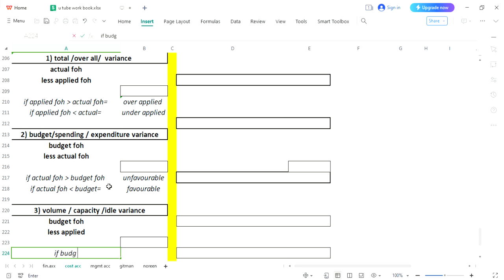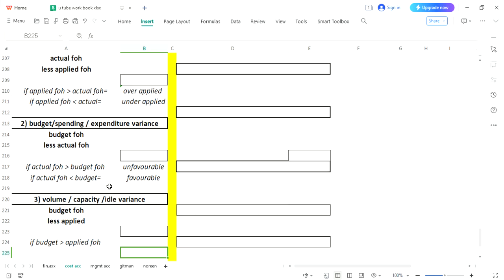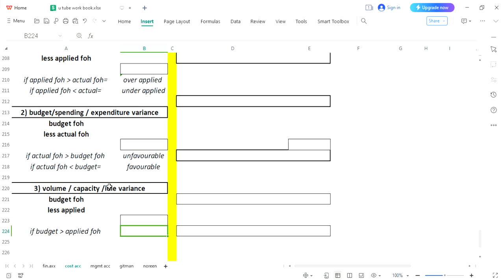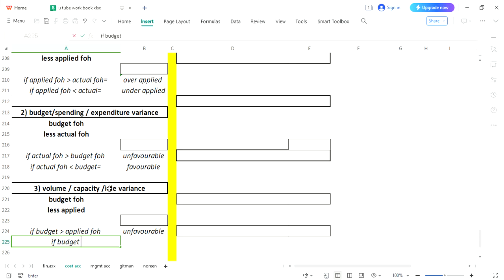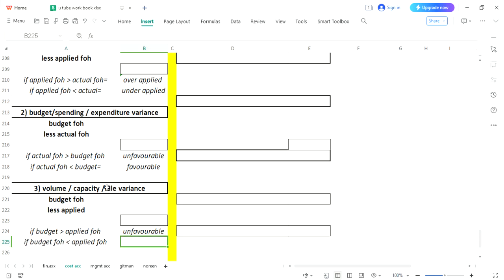So if your budget is more than applied FOH, that means you are arranging more capacity than your assumption. It would not go in your favor. So finally you will call it unfavorable volume variance. Contrary to the above, if your budget FOH is less than your applied FOH, it's a good thing, you will accept it and that will go in your favor. You finally conclude favorable variance.